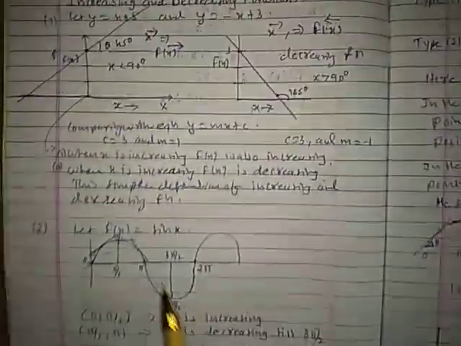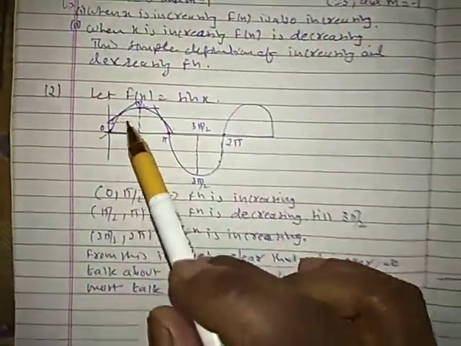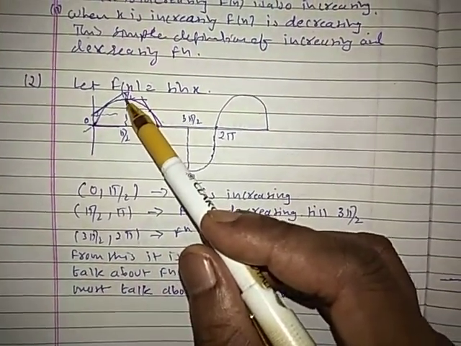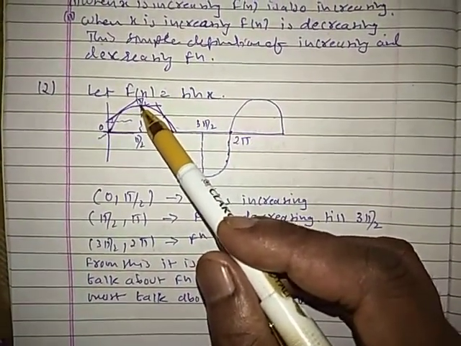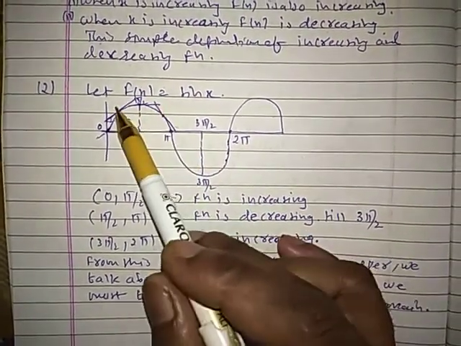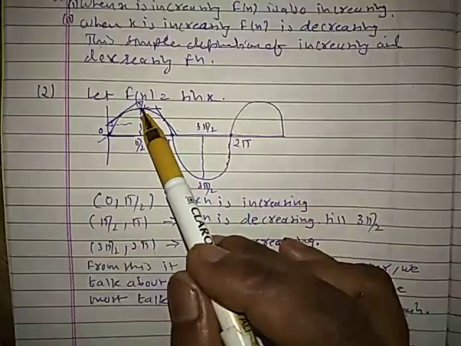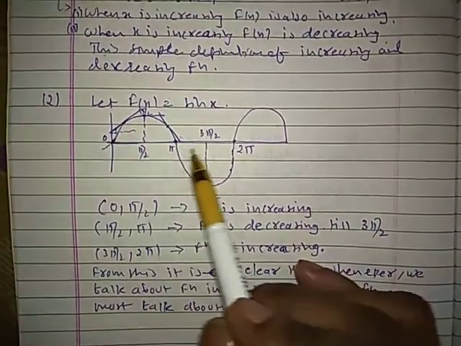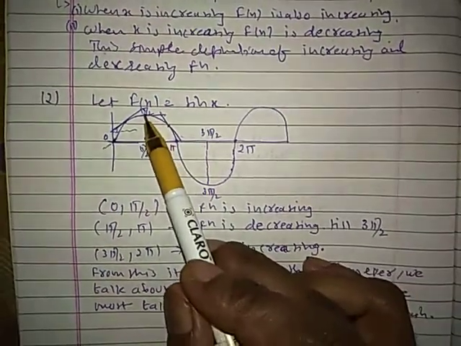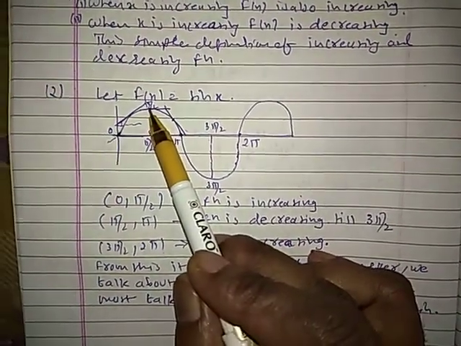Now let's take the sine function. We know that at pi by 2, sine 90 degrees, the slope is 0. So it means if you draw the tangent at this point, it will be parallel to the x-axis. When the tangent is parallel to the x-axis, f dash of x is equal to 0.